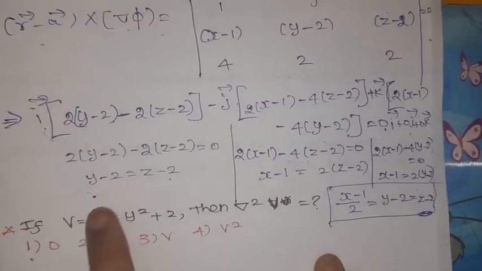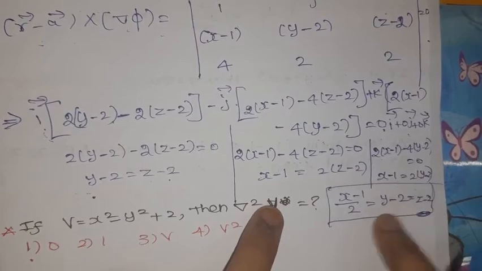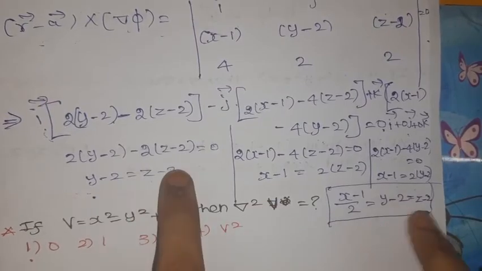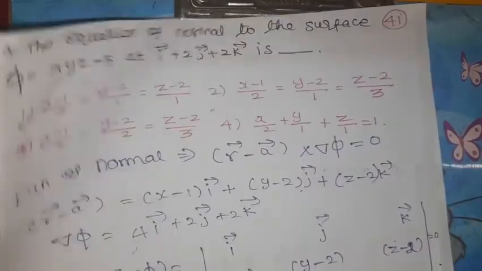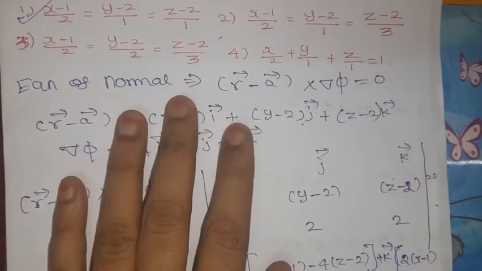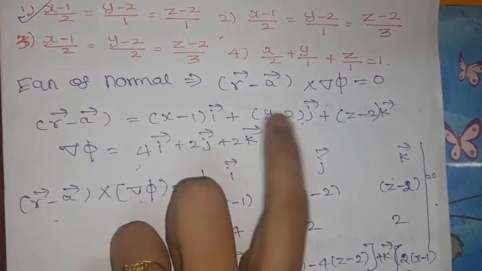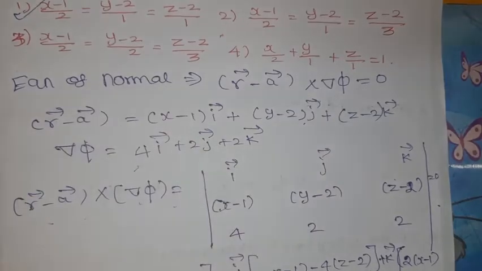Can you understand, guys? In this point, equate this. So (x minus 1) by 2 is equal to y minus 2, and that y minus 2 is equal to z minus 2. So this is the equation of the normal. So what is the formula? We should be very thorough. For the tangent plane, it is the dot with del phi. For the normal, cross del phi equal to 0. Just substitute all values and then find out.